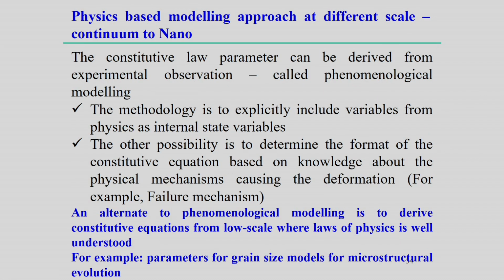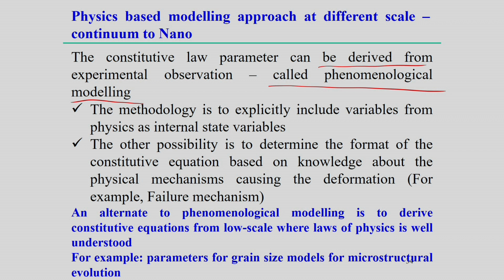So, the constitutive law parameter in this equation can be derived from the experimental observation. With the help of the experimental observation, we can relate the two physical quantities to make some constitutive relation, and that is often called the phenomenological modeling approach. Phenomenological modeling approach means we normally observe through the experiments what phenomenological things happen during this process, and from a large number of experiments we try to relate the two physical quantities, and that is normally called the constitutive relation.